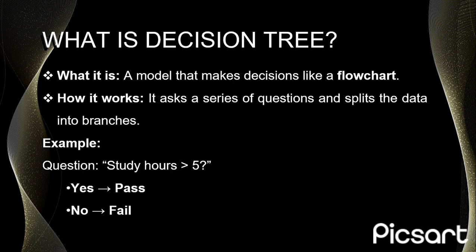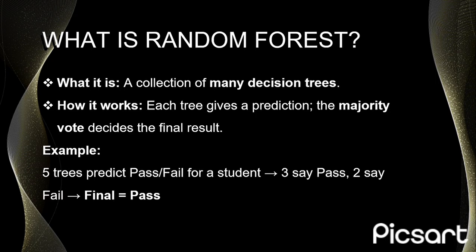Next, we go to random forest. What is random forest? It is a collection of many decision trees. Each tree makes a prediction, then the final result is decided by a majority vote. For example, if most trees say pass, the final result will be pass. Random forest is more accurate because it uses multiple trees.